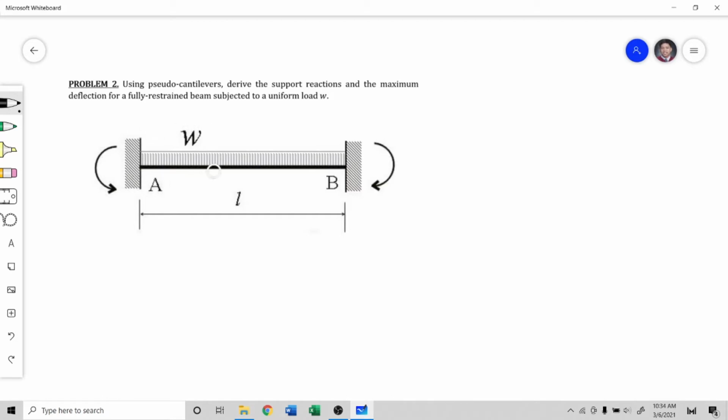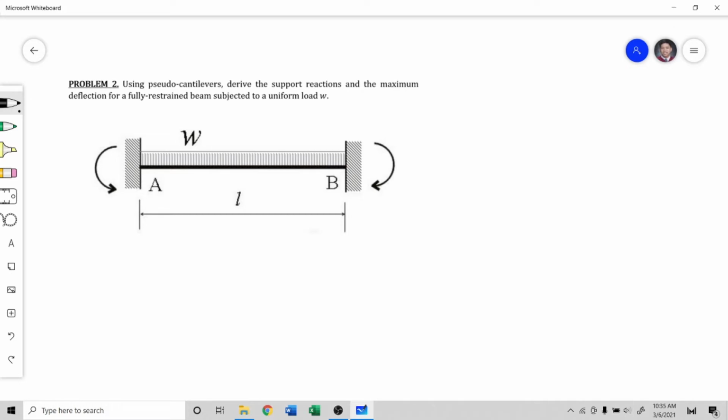Now, itong concept na ito ay mahalaga for our other concepts like moment distribution, slope deflection equations, and other more advanced topics like matrix structural analysis using stiffness method, etc. So maraming uses itong concept na ito ng fully restrained beam, no? So paano ba natin ma-extract yung reactions nito using the pseudo-cantilever method?